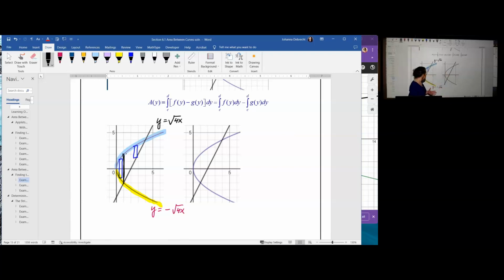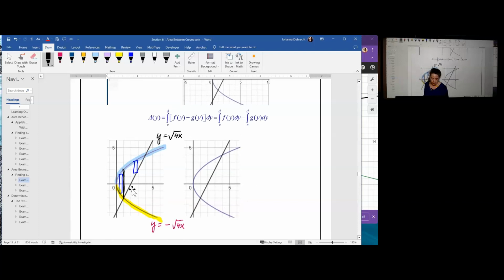And on the left, I would have the upper arm minus the lower arm of the same parabola opening to the right. And on the right side of where they intersect, I would have the upper arm of the parabola minus the line. Again, you would have to find the intersection point. We're going to need that anyway, so let's go ahead and find it. However, notice that in this case, if I'm looking for the intersection at the bottom, I use the lower function, negative root of 4x.